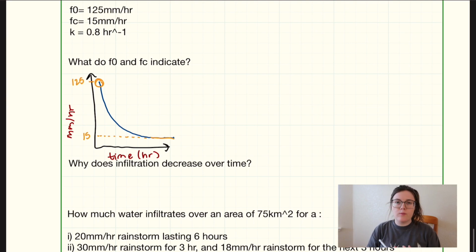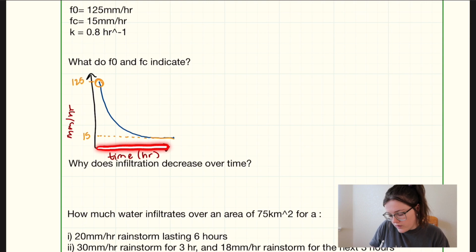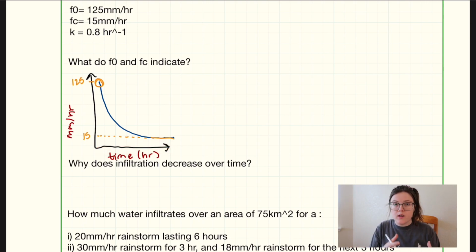So yeah, if this line is representing our capacity, we're saying that as we move along this way in our time, our infiltration capacity, the rate at which the water is able to infiltrate, is decreasing. It's getting slower. So it kind of begs the question of why does our infiltration decrease over time? If the soil is still the same soil, why is it taking in water more slowly?